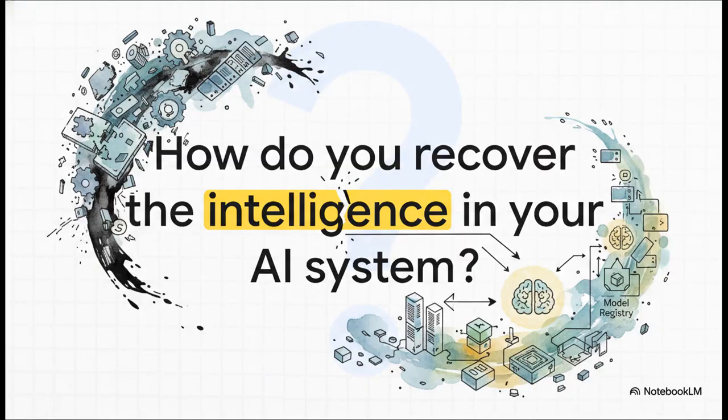So, let me just ask you this. Picture it. A disaster strikes. Maybe it's a data corruption, a bad deployment that goes sideways, or a full-blown outage. You can restore your infrastructure, you can pull your data from backups, but how do you recover the intelligence? How can you be 100% certain you can bring back the exact high-performing model that was running your business just moments before it all went wrong?